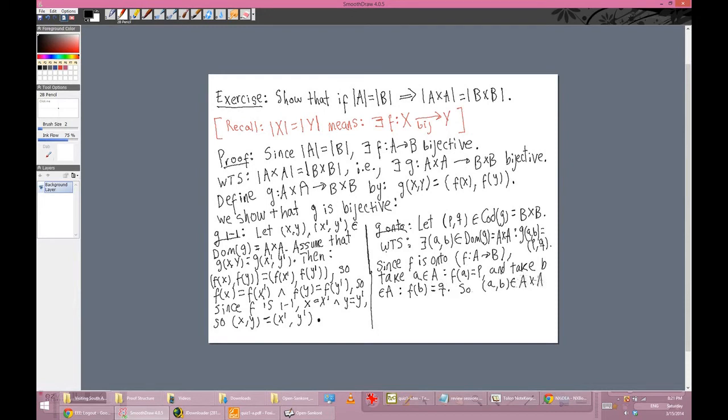So in conclusion, (a, b) as a pair belongs to A squared, and then we compute G of (a, b). By definition, G is just like f done twice. So G of (a, b) is (f of a, f of b), which is equal to (p, q). And this finishes the proof of onto. So in conclusion, the function G is bijective. And this is the end of our exercise.